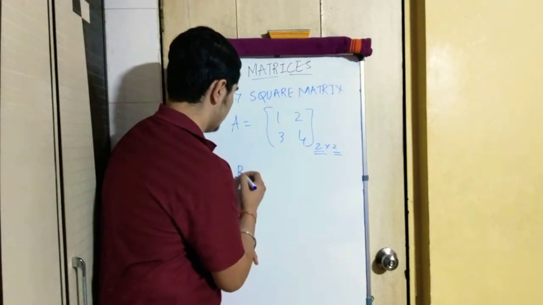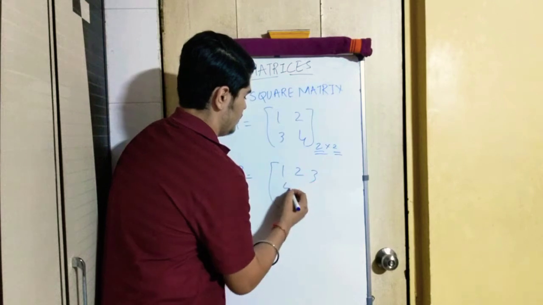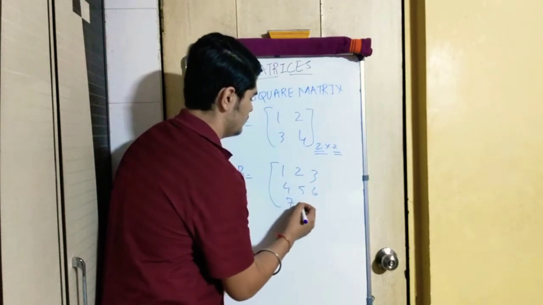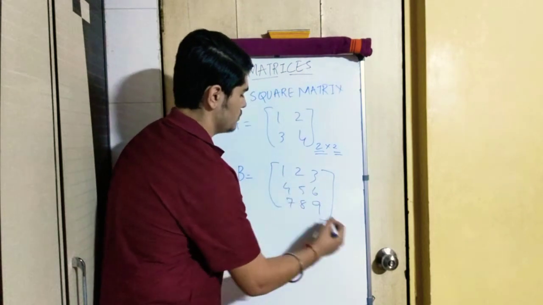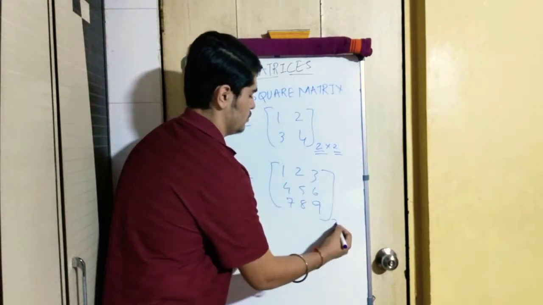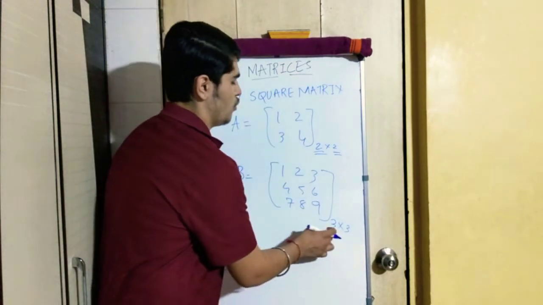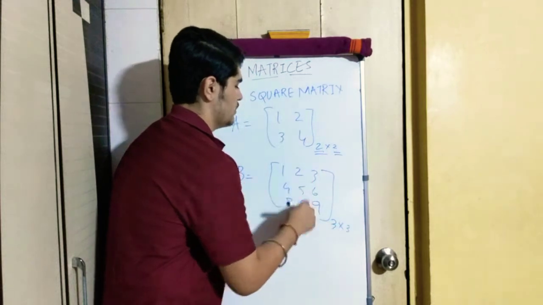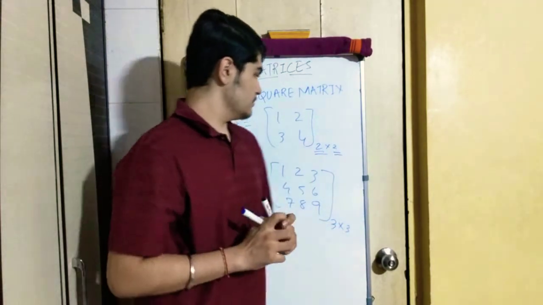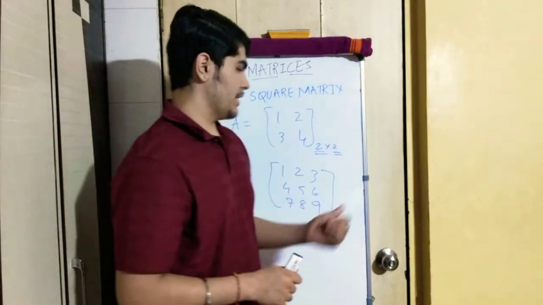You can also take an example of a 3 by 3 matrix: 1, 2, 3, 4, 5, 6, 7, 8, 9. So 3 rows and 3 columns, so it is a 3 by 3 matrix, or 3 into 3 matrix. The number of rows is 3 and the number of columns is 3. So I hope you have understood this. You can copy it down.